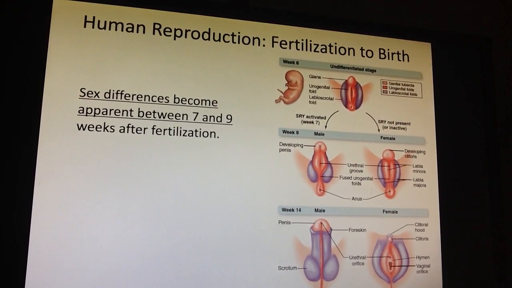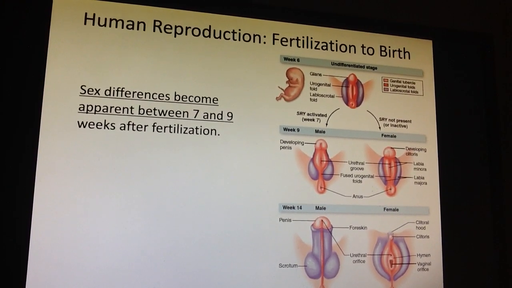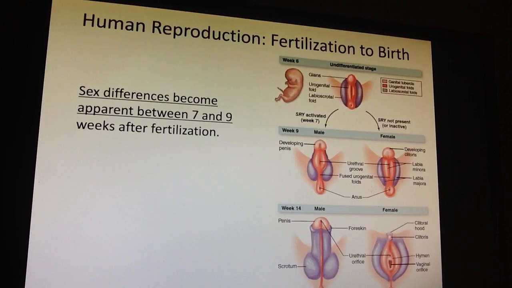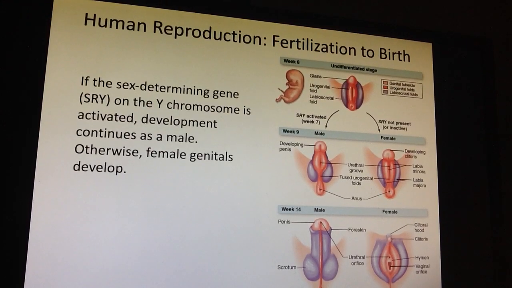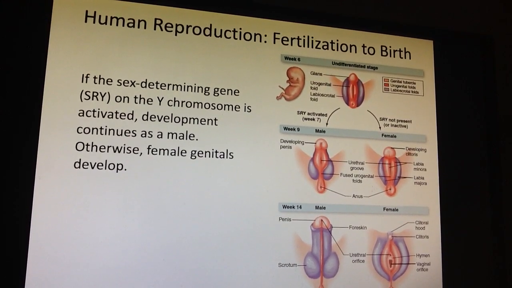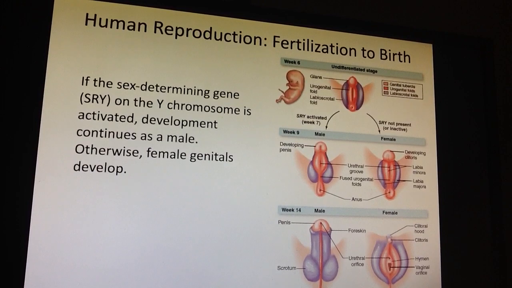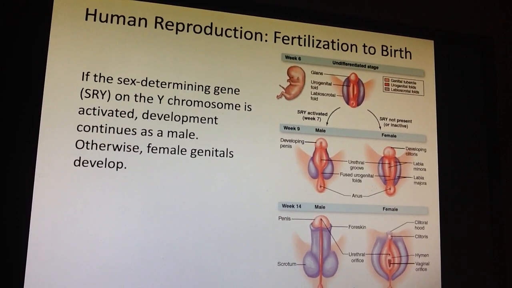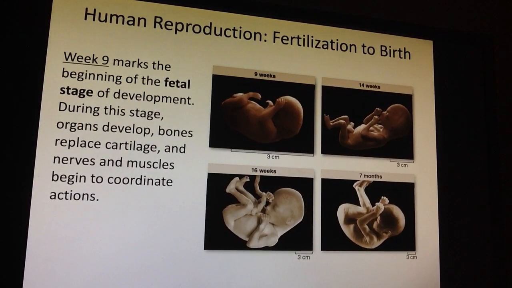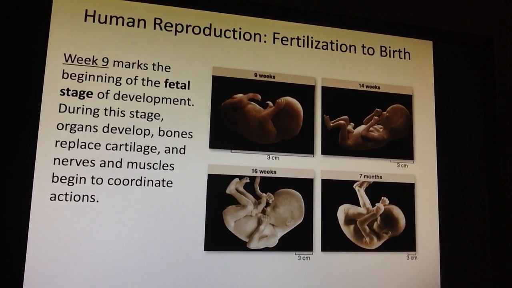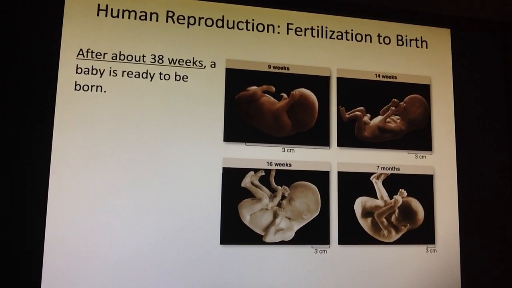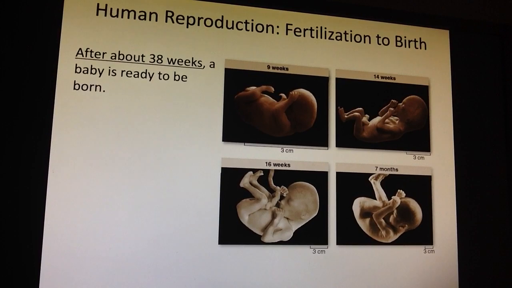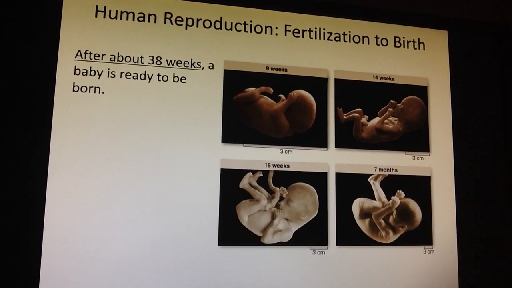Sex differences happen between weeks 7 and 9. In an ultrasound, you need somebody experienced to be able to tell the difference between a clitoris and a penis. SRY gene on the Y chromosome is what causes gonads to become testes. Week 9, which is 2 months pretty much, just after 2 months, is the fetal stage. Embryo becomes a fetus. And after about 38 weeks, we have the baby ready to be born.